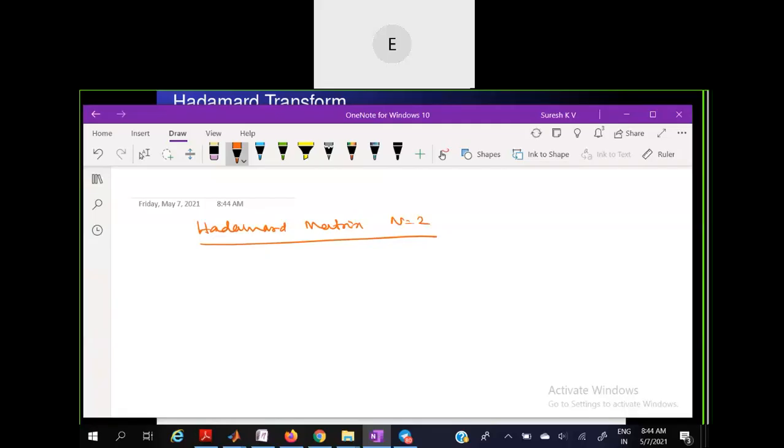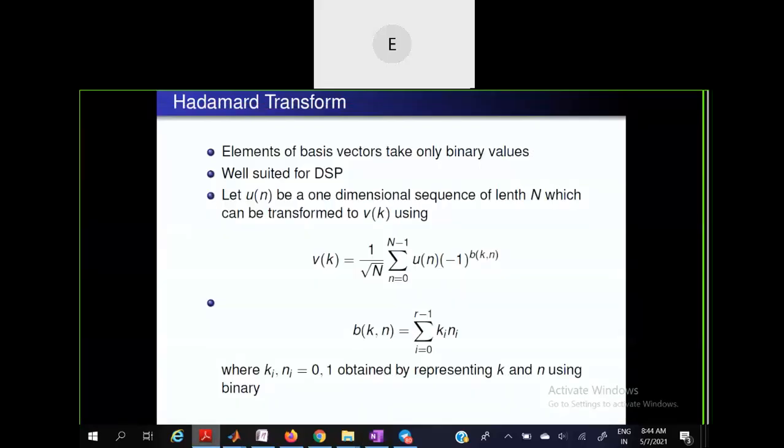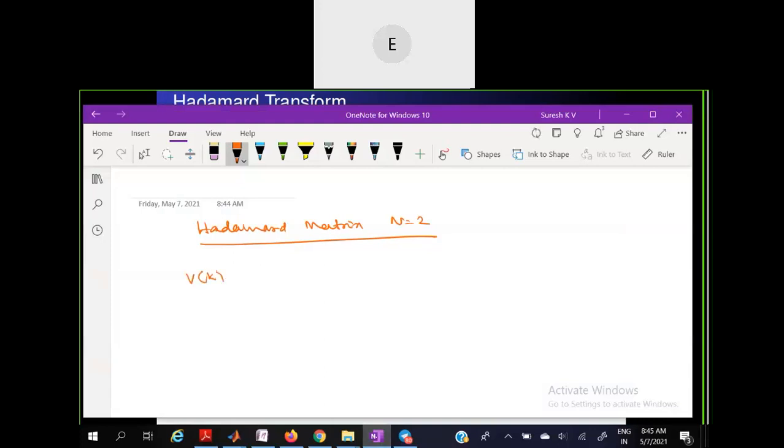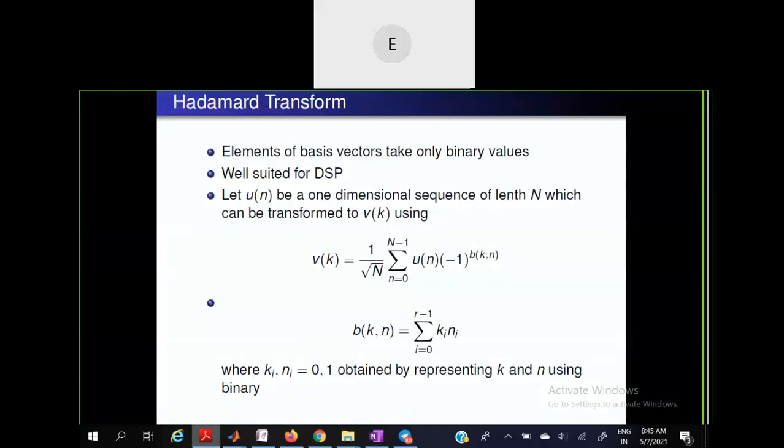So go back to the formula. This is the formula. V of k is 1 by root n, summation n is equal to 0 to n minus 1, u of n into minus 1 to the power of b of kn, where b of kn is the summation i is equal to 0 to r minus 1 of ki ni, which are the digits used for representation. That's what it means, ki ni.